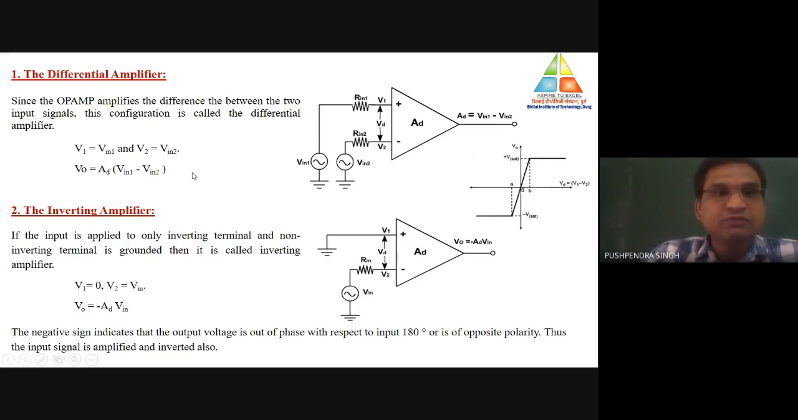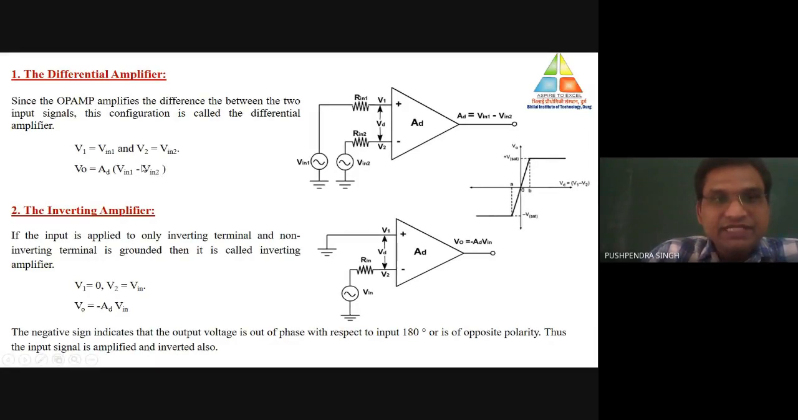V0 is directly proportional to Vin1 minus Vin2, or the value of V0 is equal to AD times (Vin1 minus Vin2), where Vin1 is the non-inverting terminal voltage and Vin2 is the inverting terminal voltage. Why am I calling them Vin2 and Vin1? Why is Vin2 connected to negative?